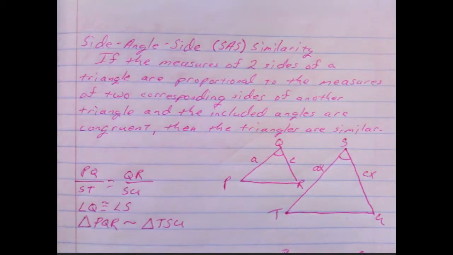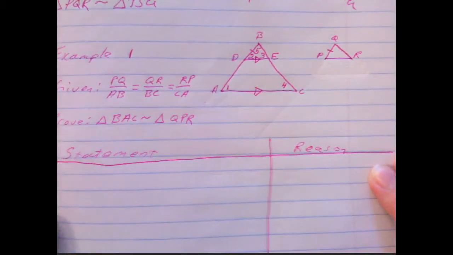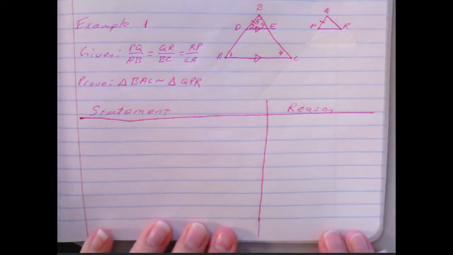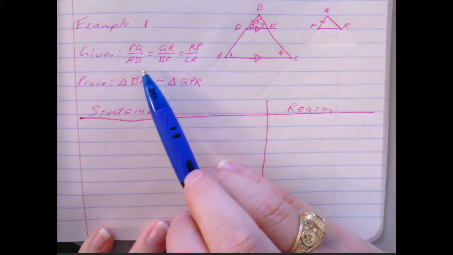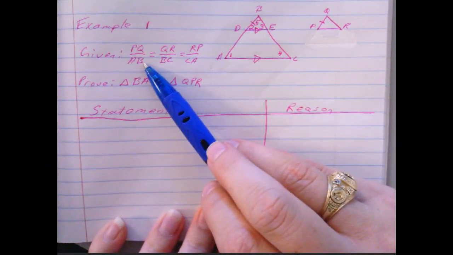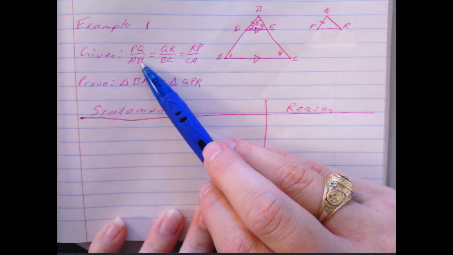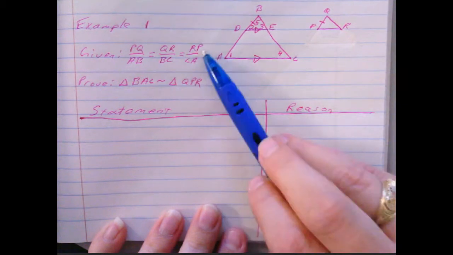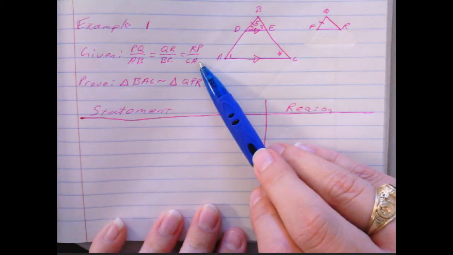Alright, so let's get to some examples. Our first example here is a proof. Let me adjust this camera just a smidge. I want to make sure that you're able to see all of it. Alright, so for example 1, we're given some information here. I know this is really small, so I will read these to you. We have segment PQ over AB equals segment QR over BC and RP over CA.